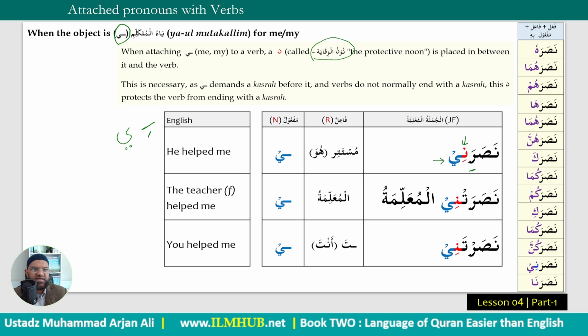So here, he helped: huwa is my doer, mustatir. He helped me. Ya is the actual object. The noon is there for protection.